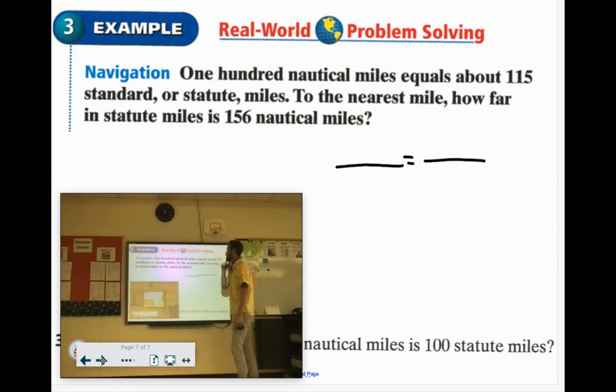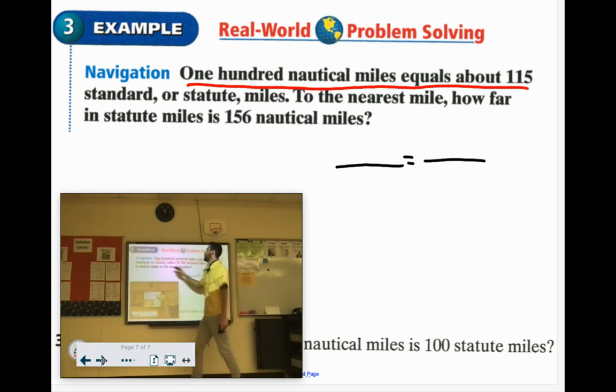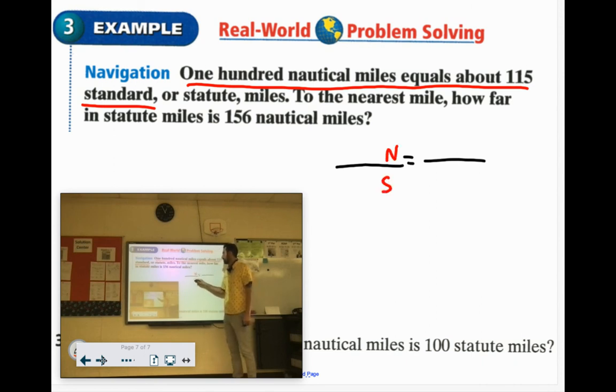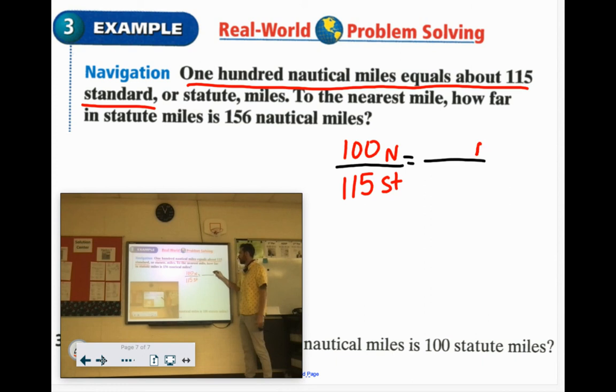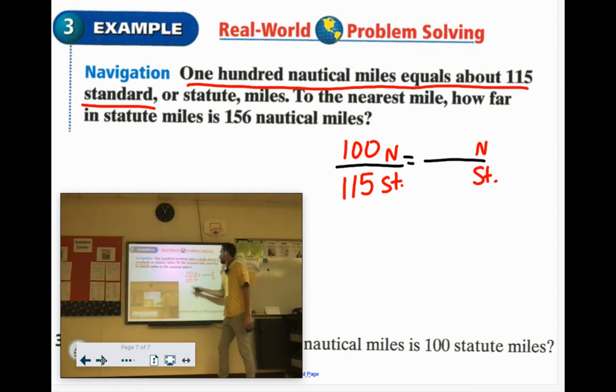So look at the first sentence. 100 nautical miles is about 115 standard miles. So I'm going to put my nautical miles up top, and I'll put my standard miles on the bottom. So that would be 100 nautical miles for the 115 standard miles. Now, if we did nautical over standard on that fraction, then on the other fraction, we would also have to do nautical over standard.